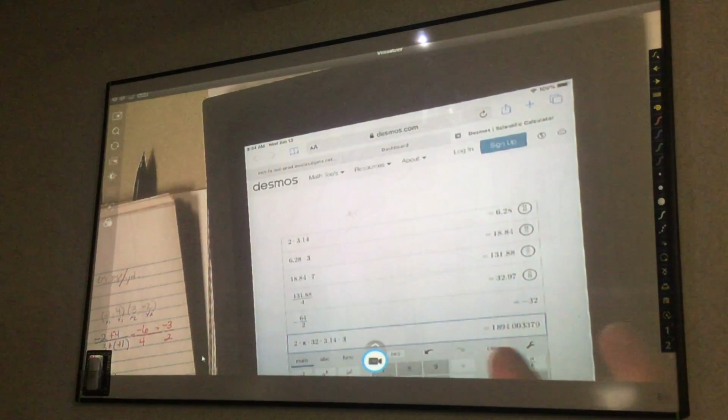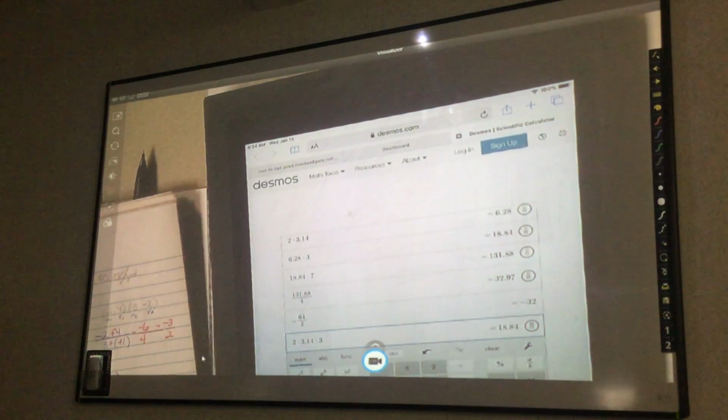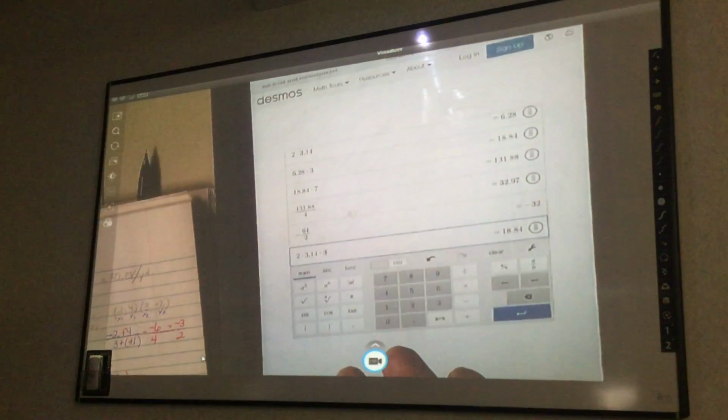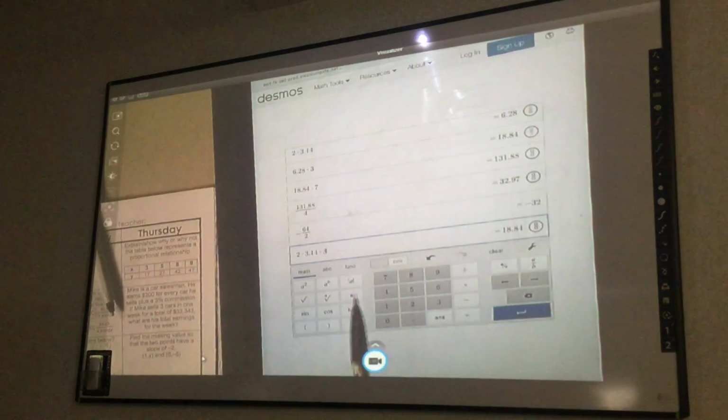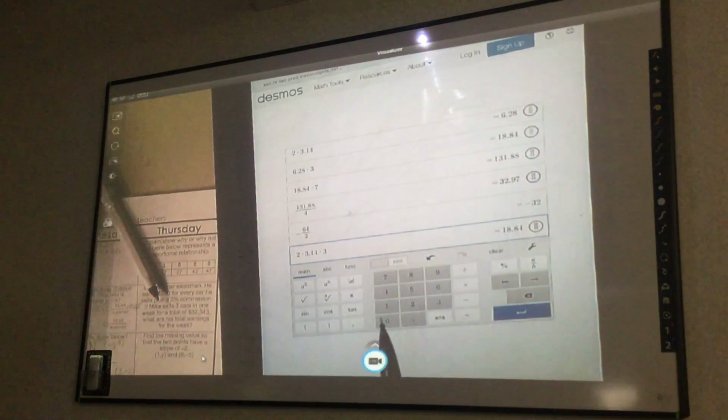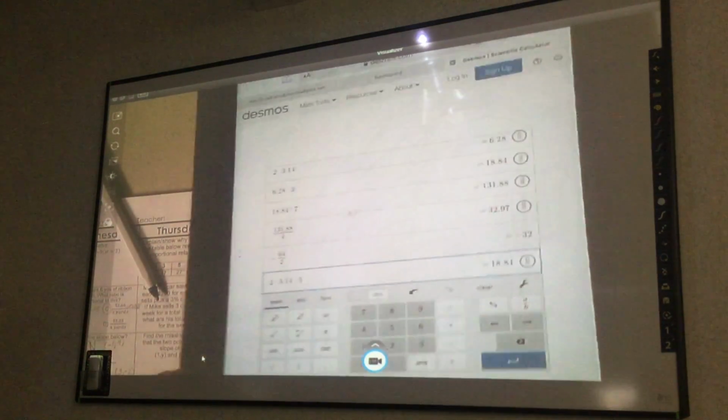Or you could have just done 2 times 3.14 times 3. And then I got the 18.84. Either way is fine. Okay? But know that the pi button is right here, and you will want to be using it, especially on the iLearn. Thank you, dear.